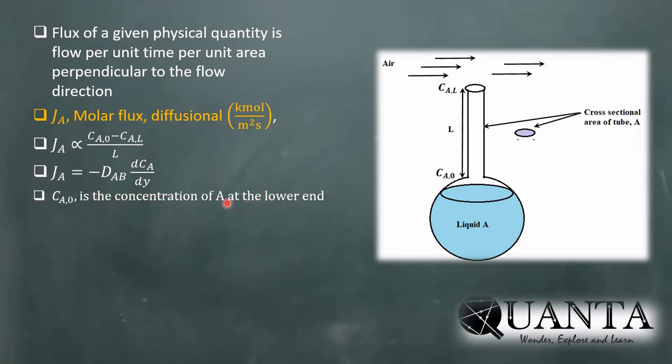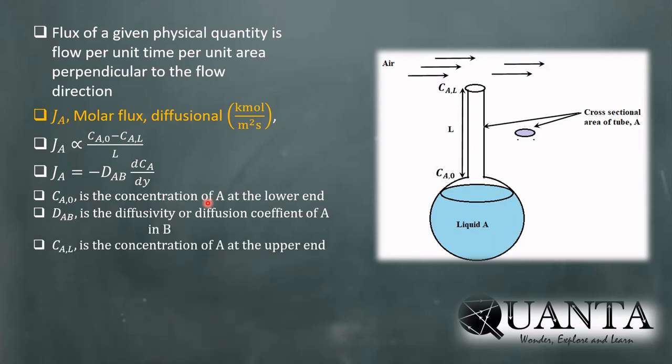CA0 is the concentration of A at the lower end of the tube. DAB is the diffusivity or diffusion coefficient of A into B. CAL is the concentration of A at the upper end. L is the length of the tube. The ratio of the concentration difference over the distance is called the concentration gradient. That's pretty much Fick's first law.